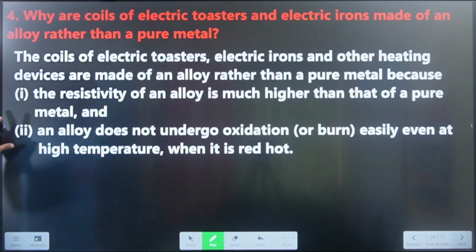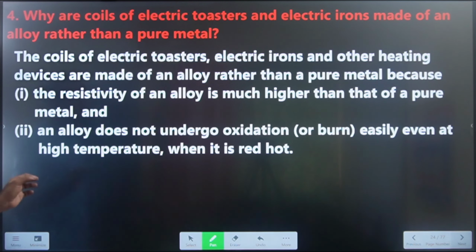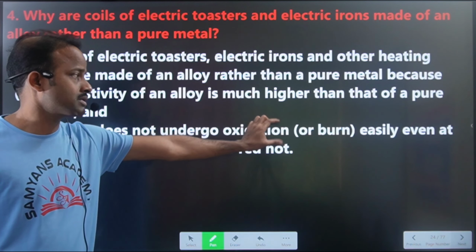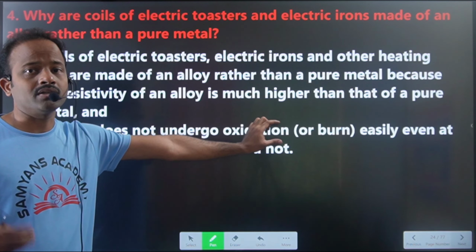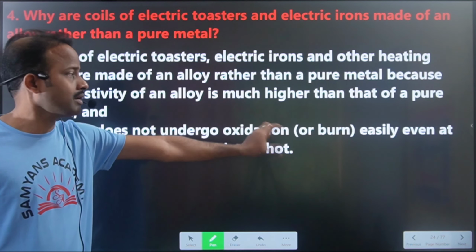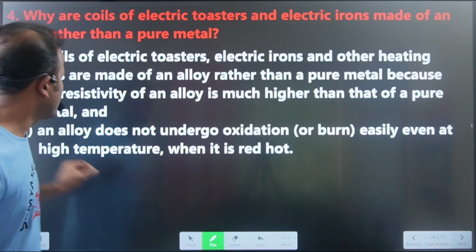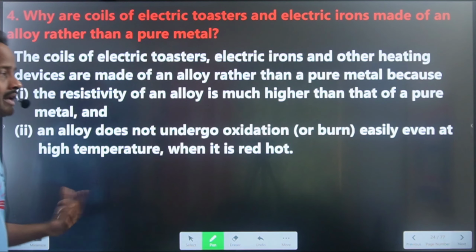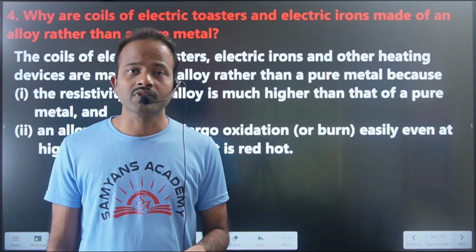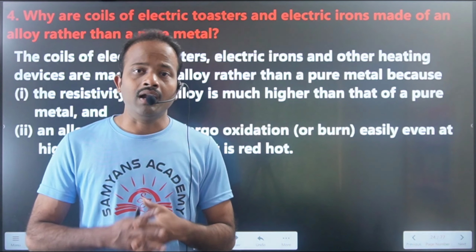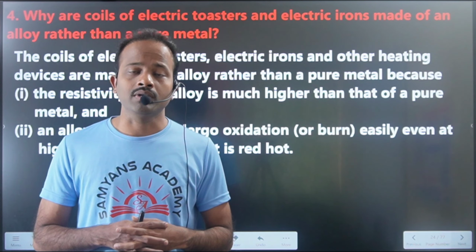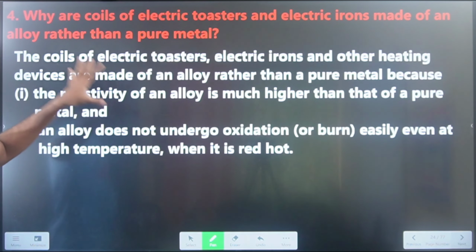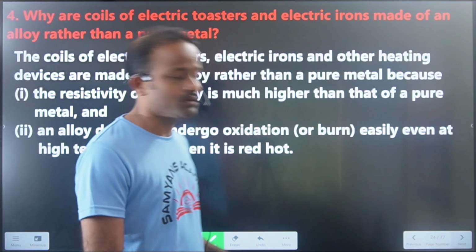Okay, and alloy does not undergo oxidation or burn. Oxidation means you have to assume it as burn. అంటే you have to understand, oxidation means in presence of oxygen ఏదైనా బర్న్ అవుతుంది కదా, అందుకే ఆక్సిడేషన్ ఆర్ బర్న్ అన్నాం. So an alloy does not undergo oxidation or burn easily even at high temperature when it is red hot. చాలా ఎక్కువ టెంపరేచర్ ఉన్నా సరే అల్లాయ్స్ అనేవి బర్న్ అవ్వకుండా ఉంటాయి. కాబట్టి ఈ రెండు రీజన్స్ వల్ల మనం ఈ ఎలక్ట్రిక్ టోస్టర్స్ అండ్ ఎలక్ట్రిక్ ఐరన్స్లో అల్లాయ్నే యూజ్ చేస్తున్నాం.